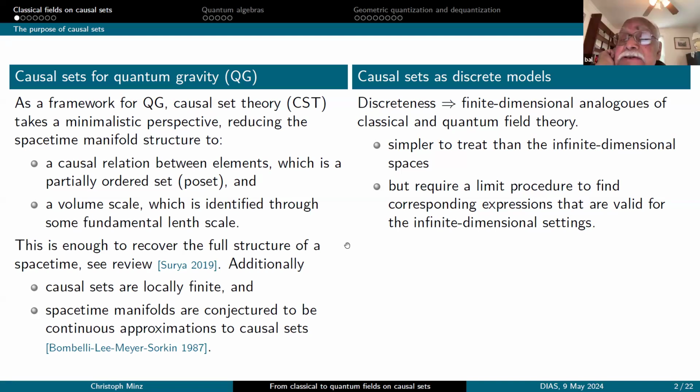Can I ask a question, please? May I ask a question? You have not introduced a topology. So what is the meaning of locally finite limits and so on? Can you hear me? Yes, but I didn't quite get your question. Sorry, one more question. I have not seen any topology on the causal set. So what is the meaning of locally finite? And what is the meaning of a limit?